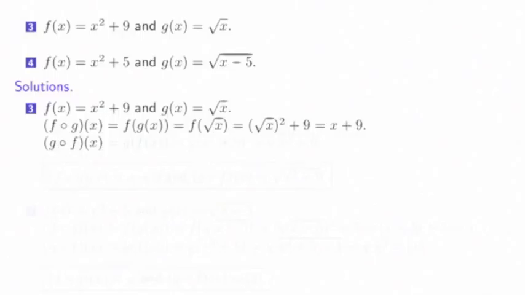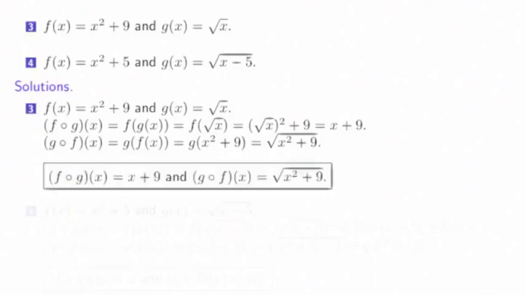On the other hand, in a different order, g composed with f of x is g of f of x. F of x is x squared plus 9, so g of f of x is g of x squared plus 9. The function g takes square roots, so g of x squared plus 9 is the square root of x squared plus 9, which cannot be simplified. So f composed with g of x is x plus 9, while g composed with f of x is the square root of x squared plus 9.